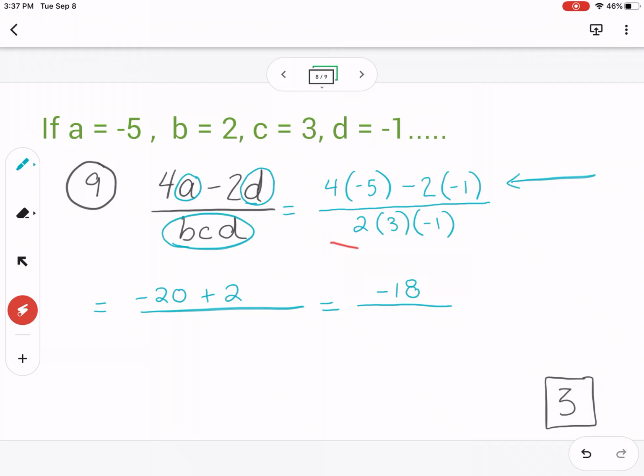Now I'm going to focus all my attention on the denominator. So the denominator is 2 times 3 times negative 1. You can multiply all those 3 numbers in your head, or you could do like one piece at a time. 2 times 3 is 6, right? This part right here is 6. And then 6 times negative 1 is negative 6. Once you simplify your numerator and denominator separately, do this division. So negative 18 divided by negative 6, final answer is 3.